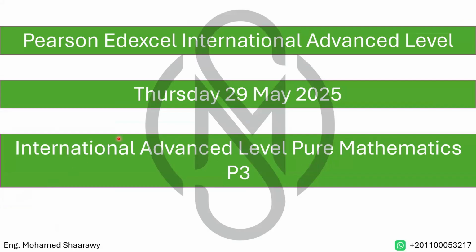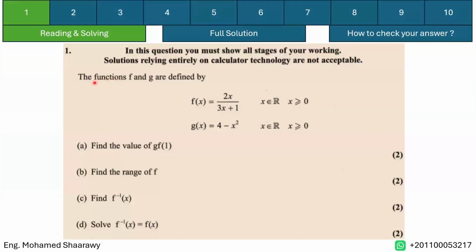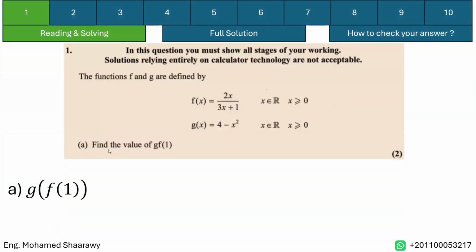Okay, so June 2025, P3. In question 1, in part A we need to find g of f of 1. So we need to get f of 1. This is by replacing the x in the f with 1.